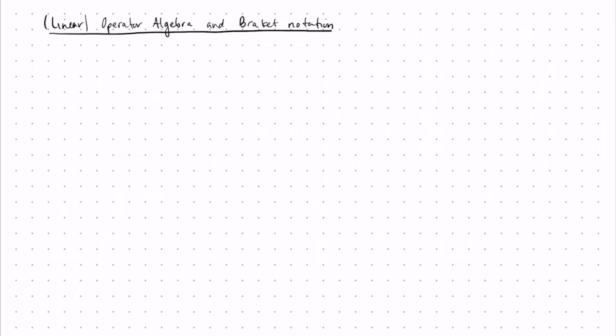Now, there are three basic types of objects that we're going to come across when we are talking about operator algebra. So let's introduce them one by one. The first are scalars. Now, scalars are going to be just normal complex numbers, things like 1 and pi and 3. And we're going to write these just like normal numbers with no extra notation or bells and whistles.